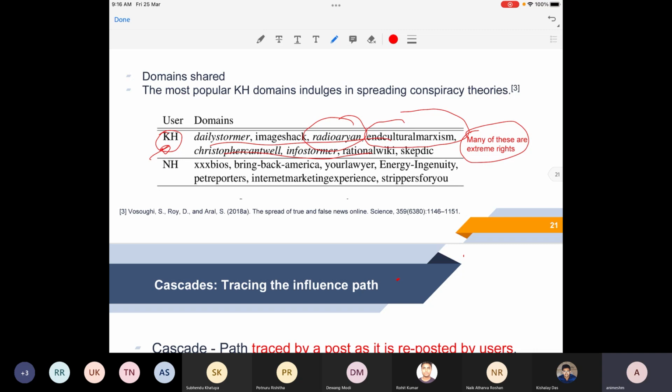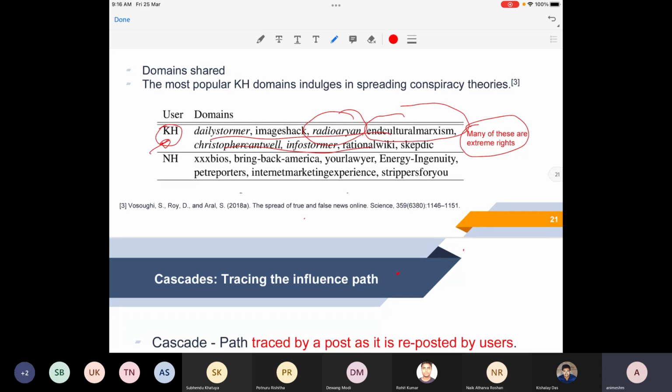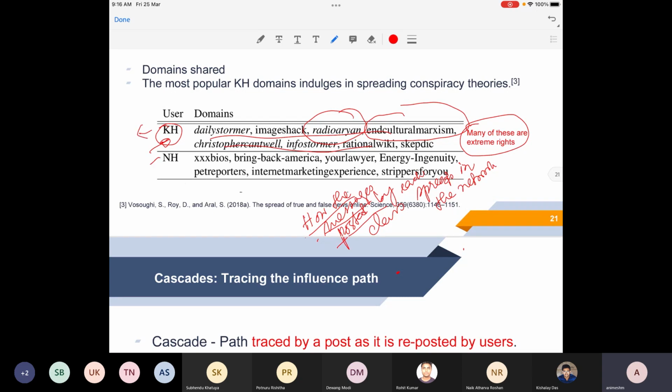Okay. Now, once we have got these hateful and non-hateful users, we wanted to check how the messages posted by each class spread in the network. So this was our primary question, right? How the messages posted by these two separate classes. We want to see the messages posted by HK and the messages posted by NH, and see how deep down into the network they have gone.